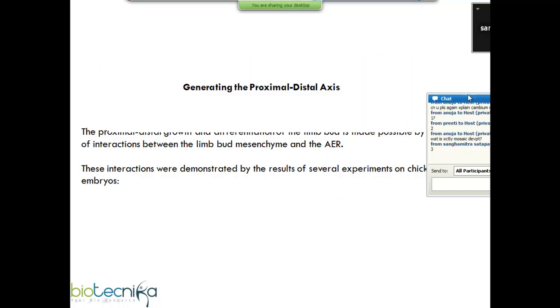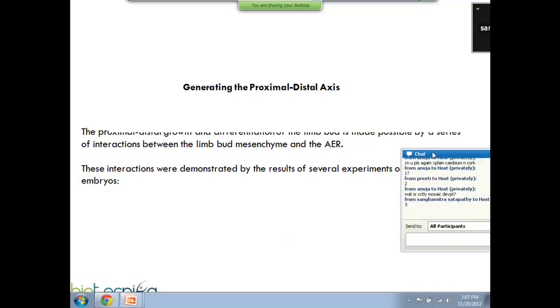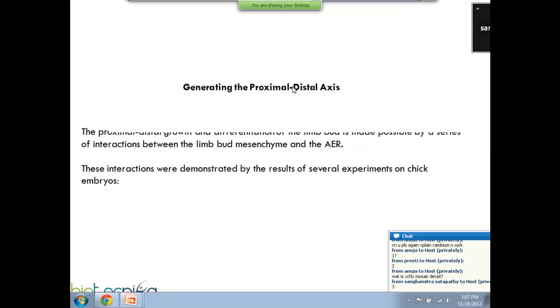Okay. So the next one, we'll see what happened. Generation of proximal and then distal axis. So if you see, it is like how the mesenchyme and then different steps are going on. Let me show you the picture.